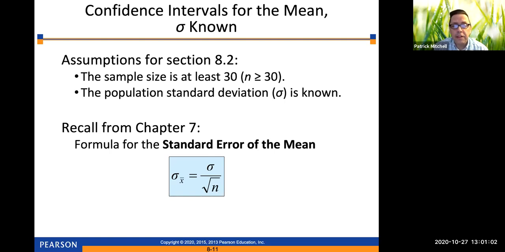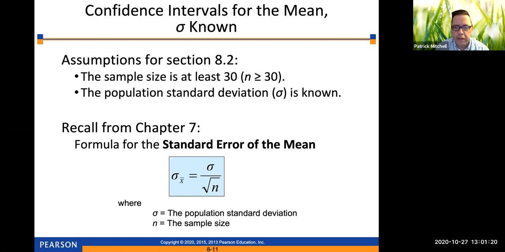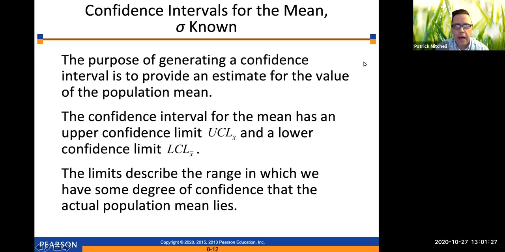So remember, we just talked in the last chapter about the formula for the standard error of the mean, which is called sigma sub x bar. So that's sigma divided by the square root of n. We'll be using that to calculate this confidence interval, where, of course, sigma is your population standard deviation and n is your sample size. The purpose of generating a confidence interval is to provide an estimate for the value of the population mean. The confidence interval for the mean has an upper confidence limit, which we'll call UCL sub x bar, and a lower confidence limit, LCL sub x bar. The limits describe the range in which we have some degree of confidence that the actual population mean lies.